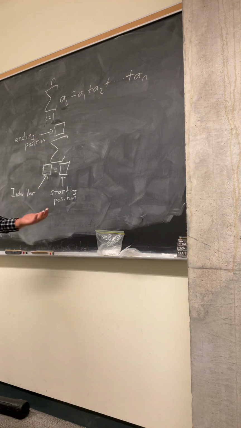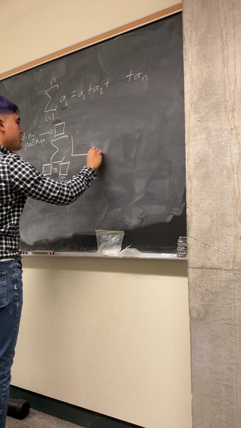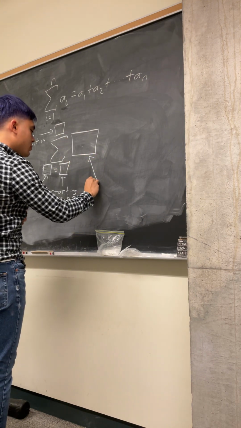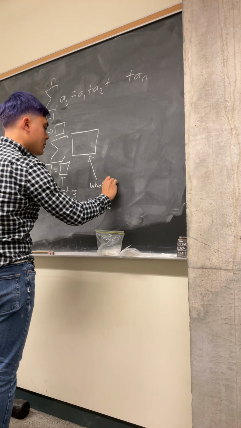Okay, and then, of course, we have whatever we're summing over. So let's draw a big box here. This is whatever we are summing.